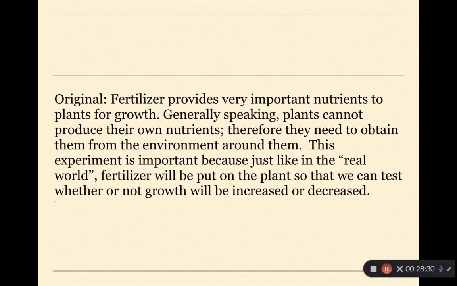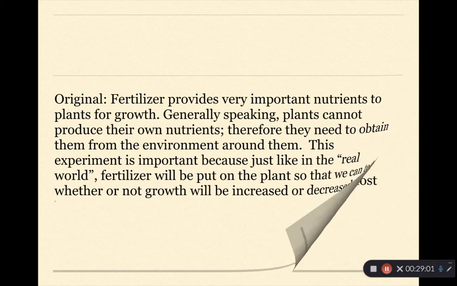Here's another one. "Fertilizer provides very important nutrients to plants for growth. Generally speaking, plants cannot produce their own nutrients. Therefore, they need to obtain them from the environment around them. This experiment is important because just like in the real world, fertilizer will be put on the plant so that we can test whether or not growth will be increased or decreased." So it's not terrible, right? It tells you some information, but let's look at a revised one.